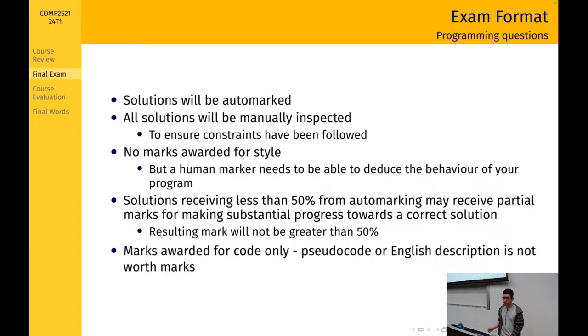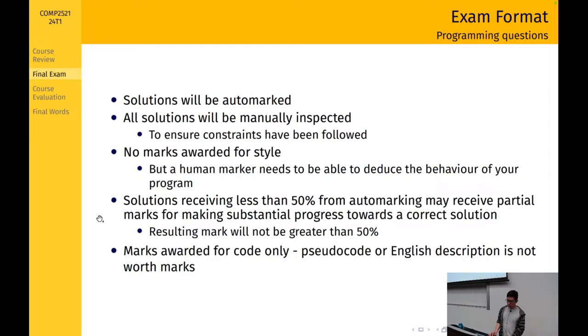Okay, and about partial marking, if your solution gets less than 50% from the auto marking, then you might receive partial marks for making correct steps toward a solution. But after we give the partial marks, the resulting mark won't be greater than 50%. This is to be fair to people who did achieve 50%. So if you got 30%, someone else got 50% and doesn't get the chance to get partial marks, you shouldn't be able to get more than them. So that's that.